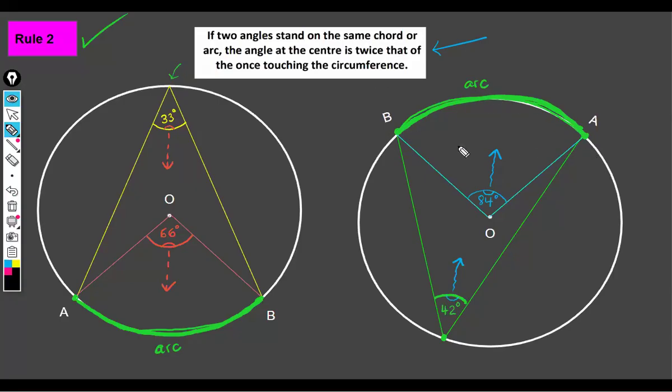It's the same basic thing, because if you were to draw a line from here to here, this here is a chord. It looks like it's standing on the chord, so don't let that bug you. If two angles stand on the same chord or arc, the angle at the center, that's this guy here, is twice that of the circumference one. We saw that just now. When you finish taking down the paragraph for rule 2, just raise your hand and we will move on.